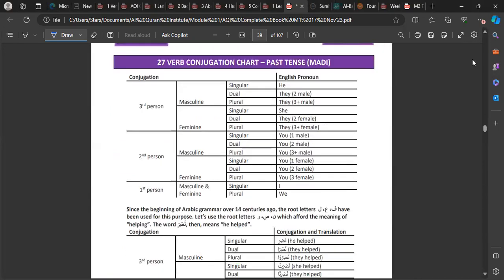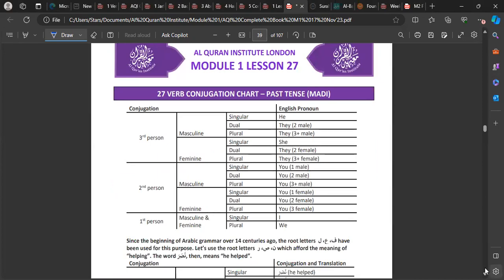So 27, the aim is to get used to us practicing with different words. So as an example at the bottom, since the beginning of Arabic grammar over 14 centuries ago, the root letters have always been fa, ayn, lam. That is the base word that we learn from, have been used for this purpose. So now let's use the root letters nun, sad, and ra, which afford the meaning of helping, nasara. The word nasara means he helped. And we're used to this chart. We've seen it a couple of times now.